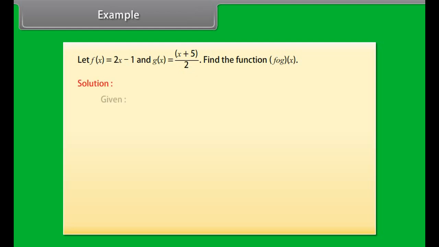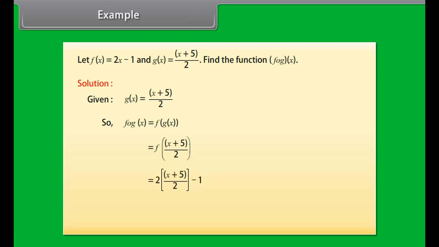Solution. Given g of x is equal to (x plus 5) by 2. So, f of g of x is equal to f of (x plus 5) by 2, which is equal to 2 into (x plus 5) by 2 minus 1, which is equal to x plus 5 minus 1, which is equal to x plus 4.